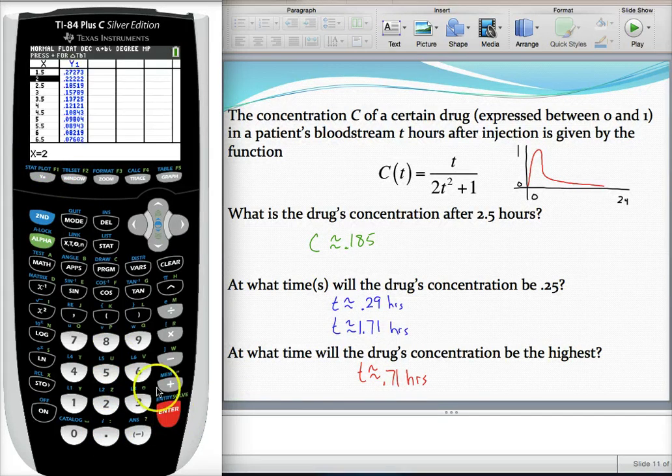And so when I do that, look at this. Now I go 2, 2.5. So right there is what we found in our graph, about 0.185 for our concentration. So a few different ways you can answer that question.